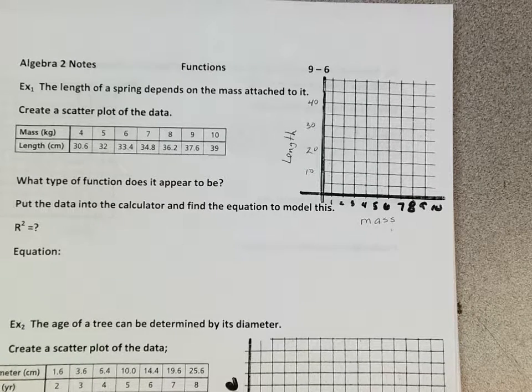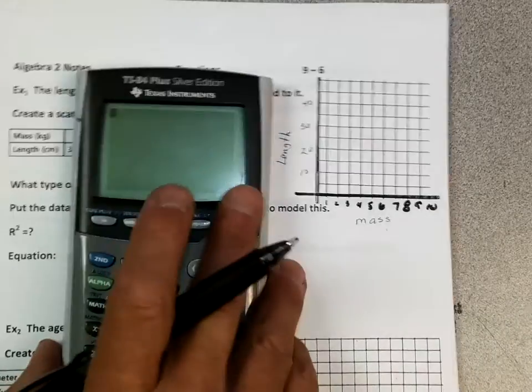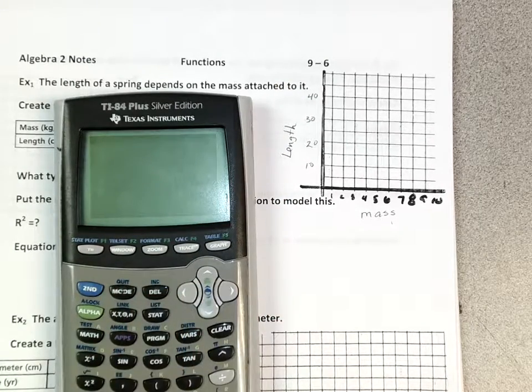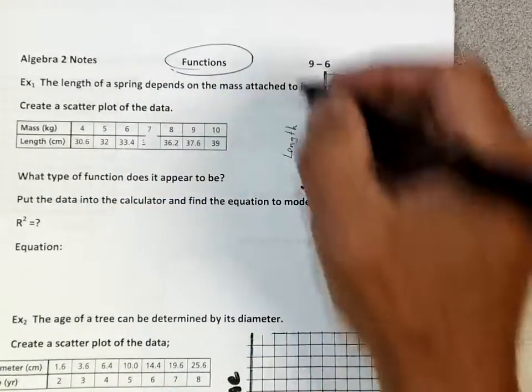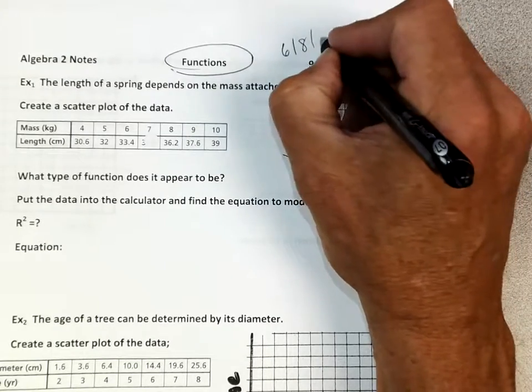I'll be running around trying to take care of graduation, so you will definitely need a calculator. For today, you're going to need a graphing calculator. We're going to graph things, do a scatter plot on these things, and then come up with a function, okay? So today it is functions, and 6, 8, oh boy, we're almost there, huh?